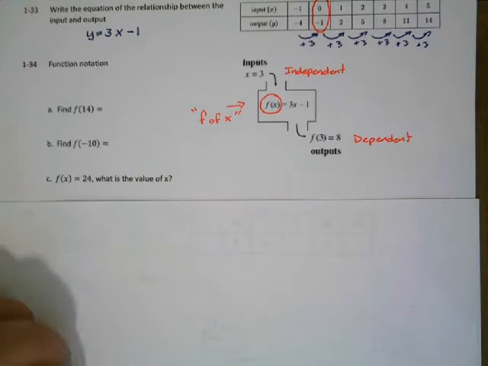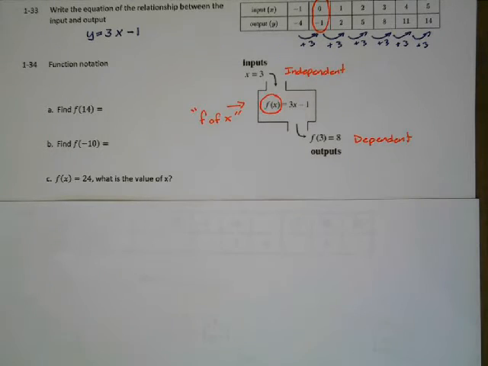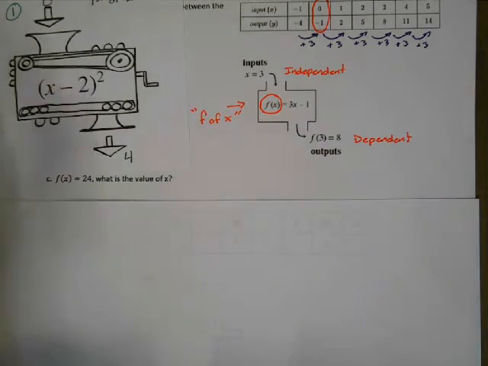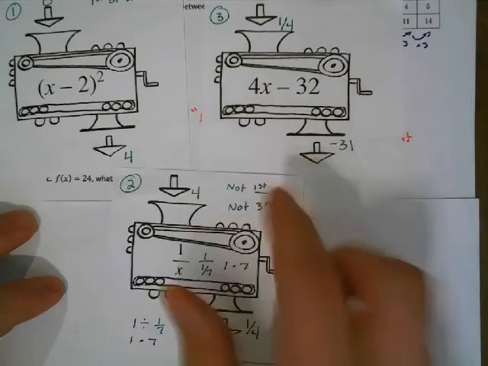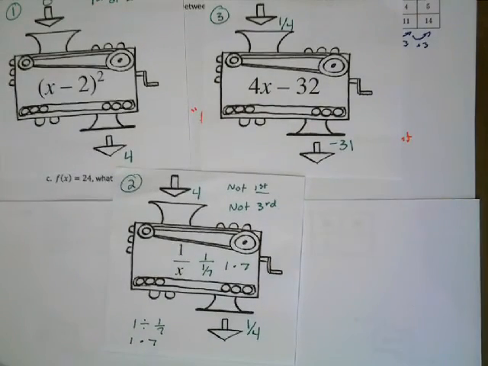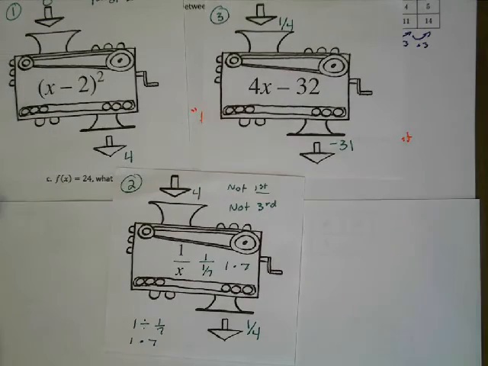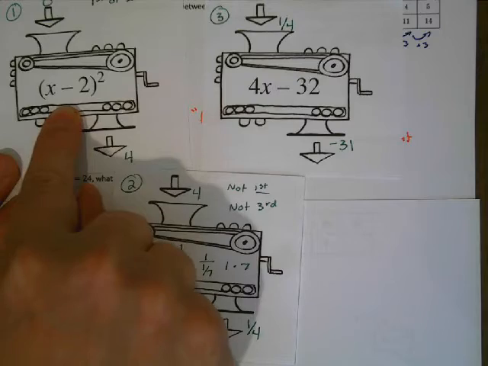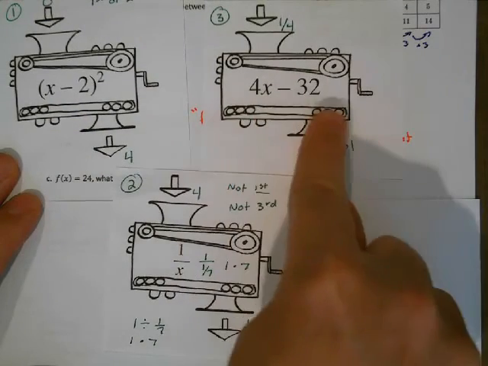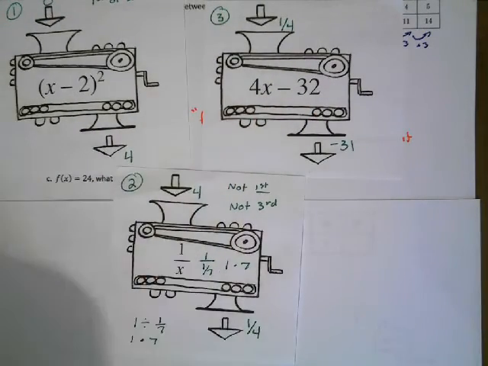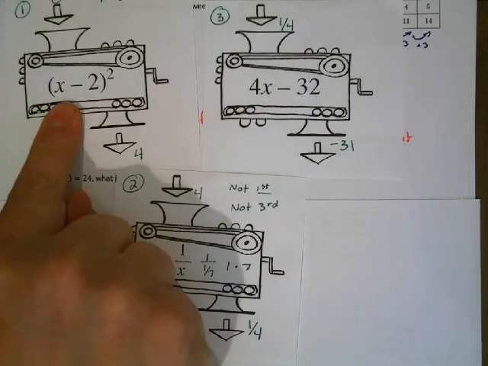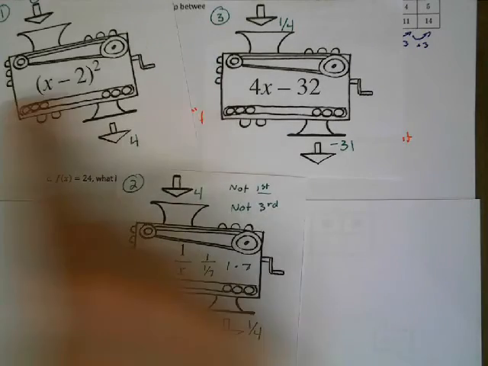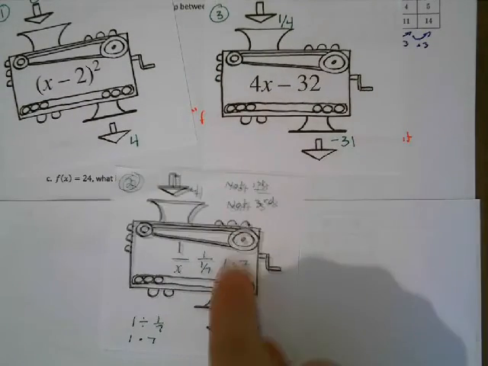Now, there are other reasons other than just renaming it. There are some other reasons why we might do this. Let's look at that first lesson that we had here. Here we had a whole bunch of these other functions that we did before. And if I wanted to refer to one of them, I would have to say, okay, this is the function x minus 2 squared, and this is the function 4x minus 32, and this is the function 1 over x. But when we have function notation, I could say, this is f of x. And maybe I call this one g of x. And maybe I call this one h of x.